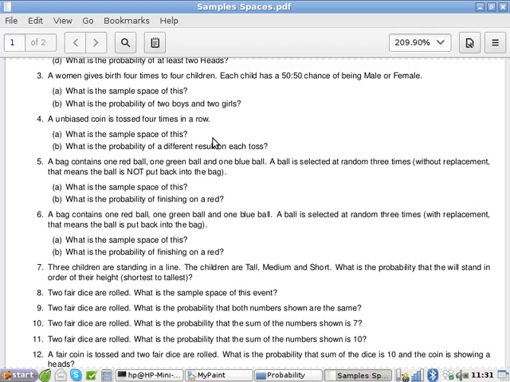Okay, do we have this one? Yes. Two boys and two girls.